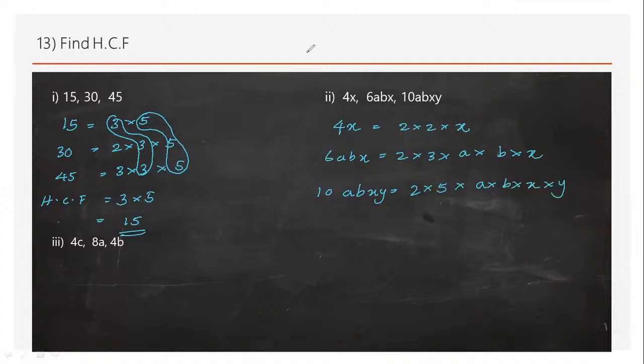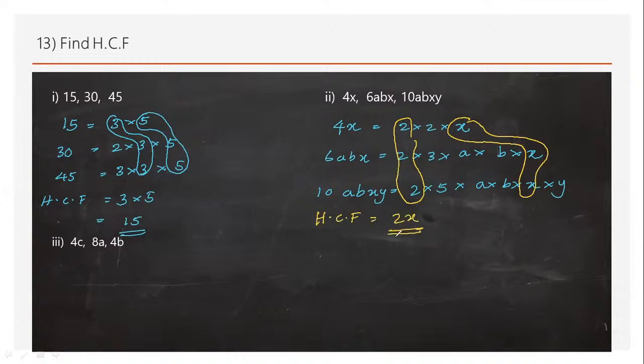So here we can take the common factors. 2 is common, only that. Then x is also common. Then we can write the HCF. How much? 2x. The HCF is 2x here. We'll go to the third question.